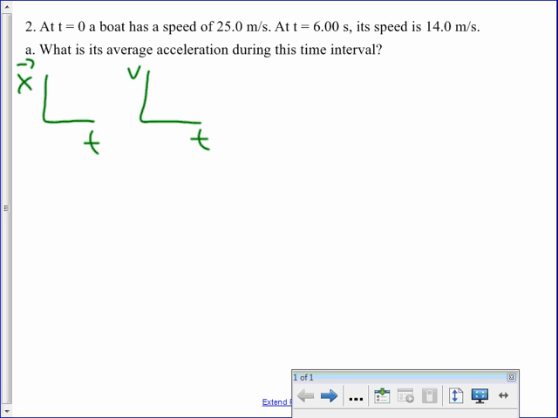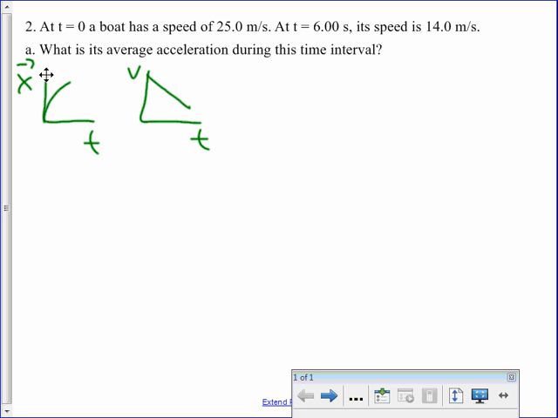For me, it's easier to first sketch the velocity versus time graph, and it starts at 25 and goes down to 14, so it's going to look something like this. Consequently, our position time graph is going to start with a really steep slope, and it's going to gradually decline. It should look something like this. Note that the velocity doesn't actually get to 0, so it should never actually level off, but this is what the two graphs look like.